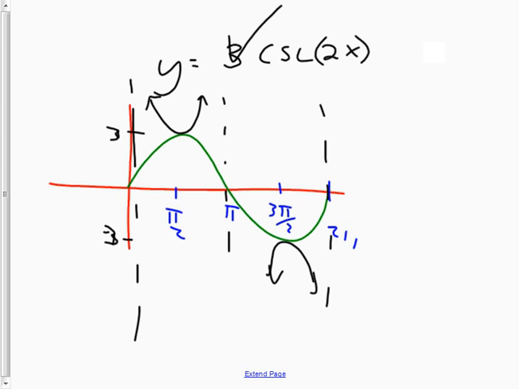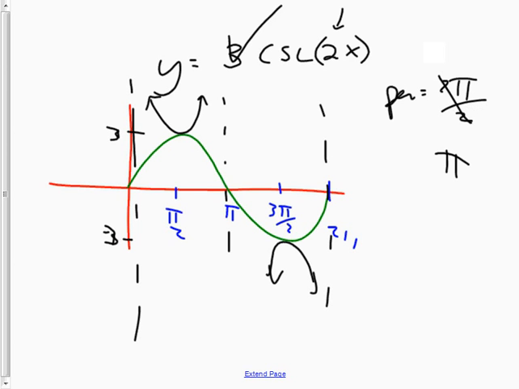Next part is that 2. That 2 affects the period because it's going to squish it. Seems like it should be stretched, but that's counterintuitive. So it's actually squished down. So you say the period equals 2 pi over b. You're going to use this a ton. So what's b? 2. So I put in a 2 there. And 2 pi over 2 means the new period is now pi.